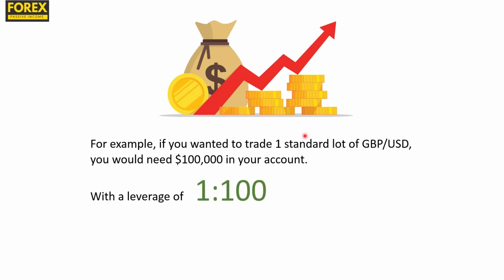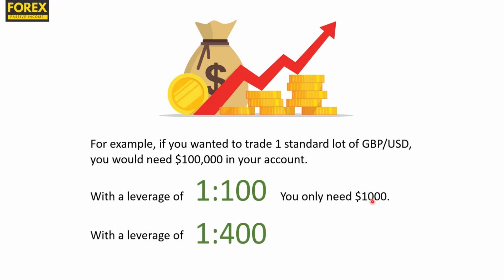But with a leverage of 1:100, you only need $1,000 to take this position of 100,000 units. This means you only need a deposit of $1,000 in your account, and your broker multiplies this by 100 to make it up to 100,000. So you can now place a trade worth 100,000 with just your deposit of 1,000. That's how leverage works. With a leverage of 1:400, you don't even need up to 1,000. You just need 250 times the 400. You can also place a standard lot.